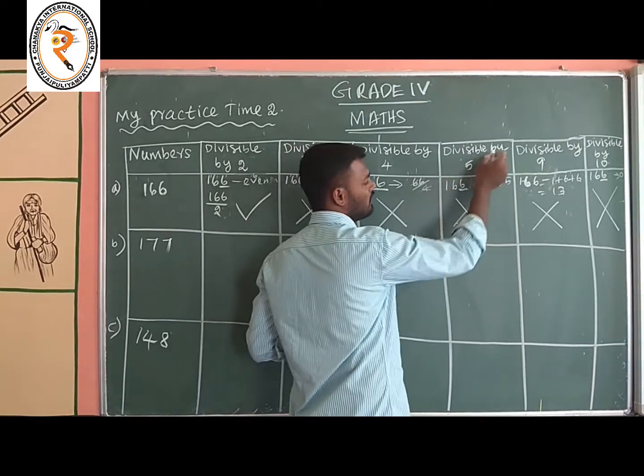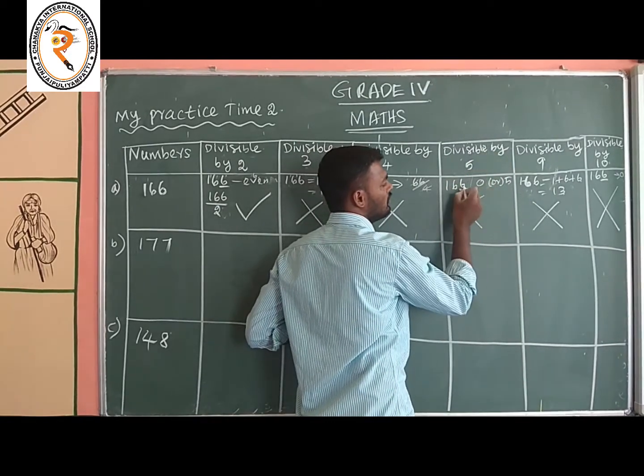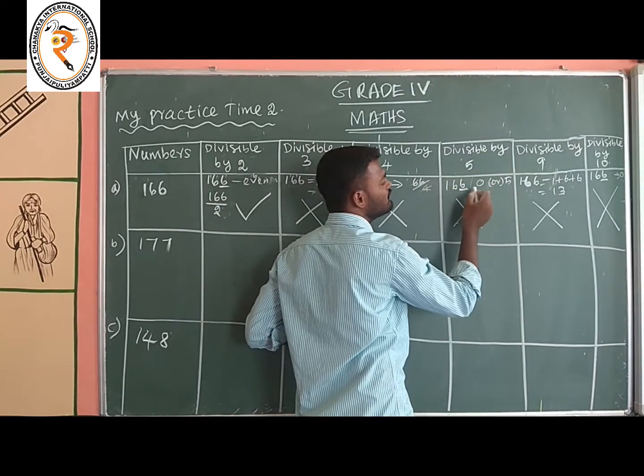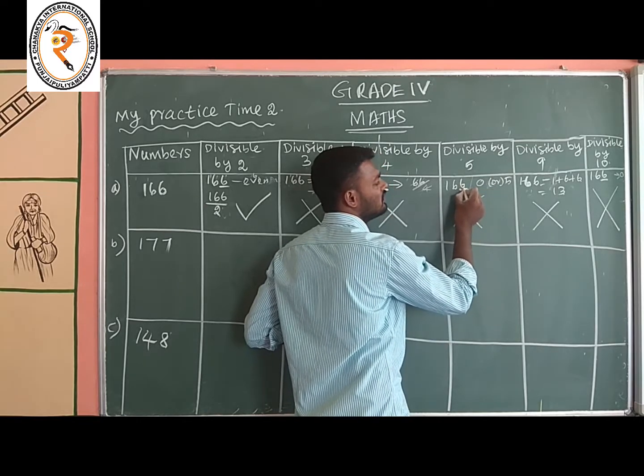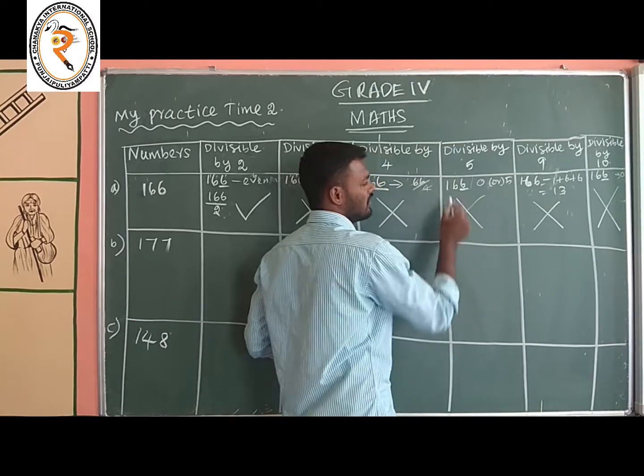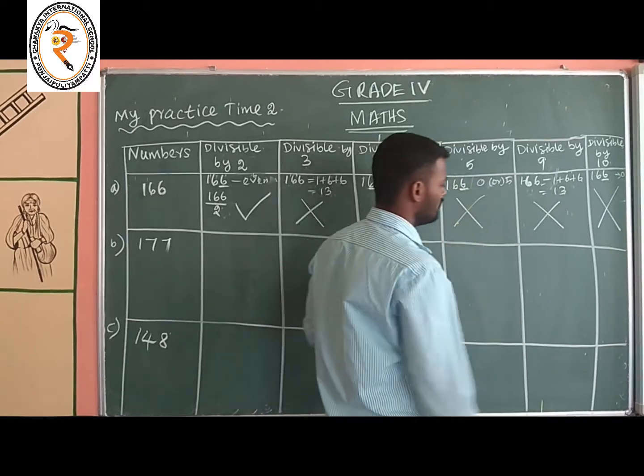Next, divisibility by 5. If the last digit is 0 or 5, the number is divisible by 5. The last digit here is 6, and 6 is not divisible by 5. So 160 is not divisible by 5.